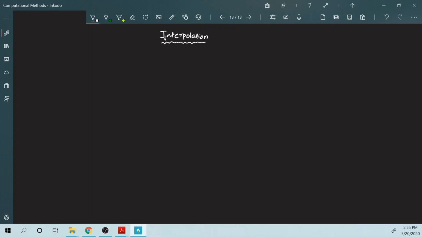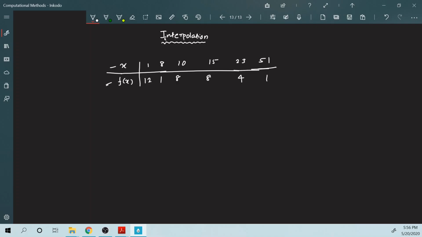Let us say you have some scientific data and you have taken a recording. You have recorded the scientific data. So this is some function, and this is the location, and you have recorded the value of something at this location. It may be pressure or something. So this is the data. Suppose you want to find out the value of the function at 40. That is in between 23 and 51.